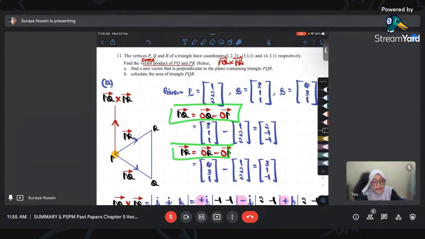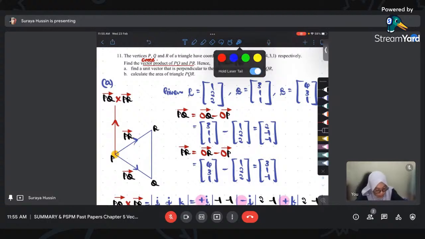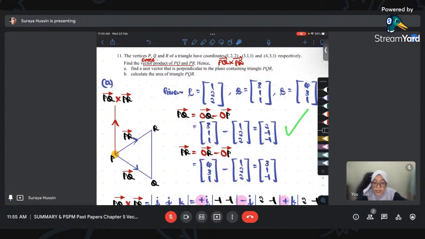Formula apa, Miss? Formula yang awal-awal tadi saya terangkan. Hujung huruf OQ minus OP. So this formula is always the same. Ambil huruf belakang, tolak huruf depan. Yang ada O di depan, origin. Okay, easy. So OQ bermaksud vector Q lah. So take the vector Q 3, 1, 1 minus with vector P 1, 2, 2. You will get 2, -1, -1. Okay, settle untuk vector PQ.